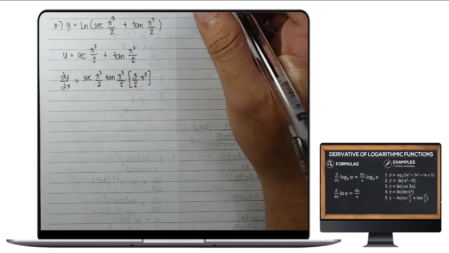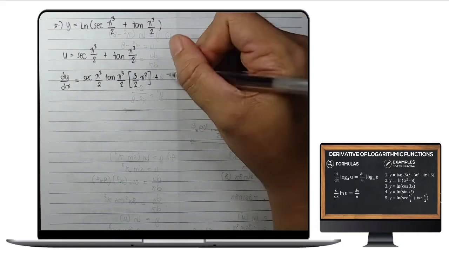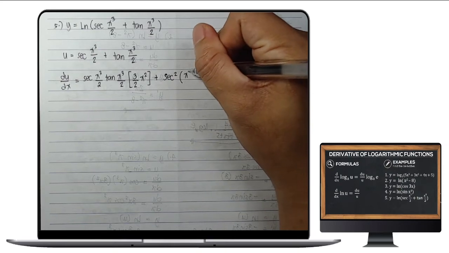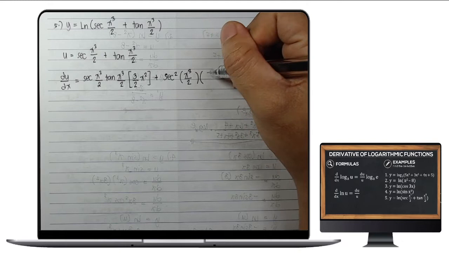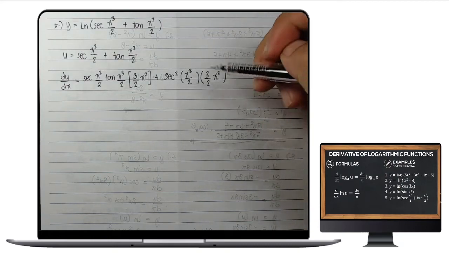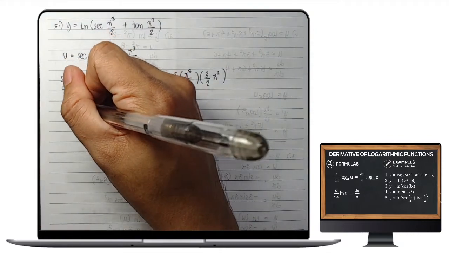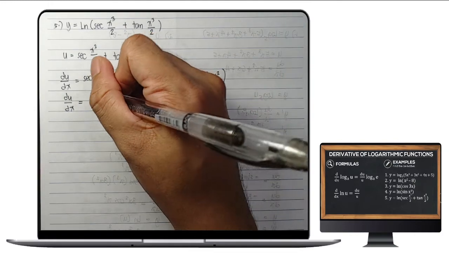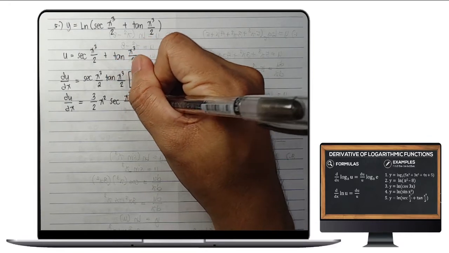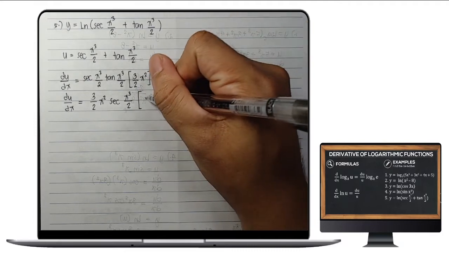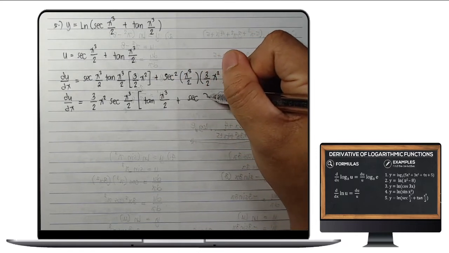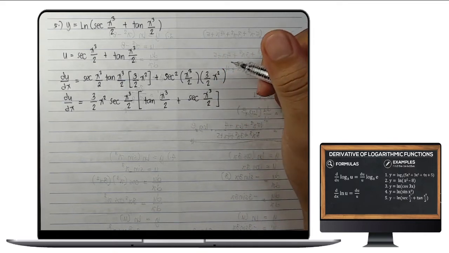Then the derivative of tangent, so that is plus the derivative of tangent, we have it as secant squared of x cubed over 2 multiplied by the derivative of the inside. So that is 3 over 2 x squared. So we factor out the common factors. So the derivative of u with respect to x by common monomial factor. The common factors are 3 over 2 x squared and secant of x cubed over 2. So when we factor this out, what remains here is tangent of x cubed over 2 plus another secant of x cubed over 2. So by common monomial factor.